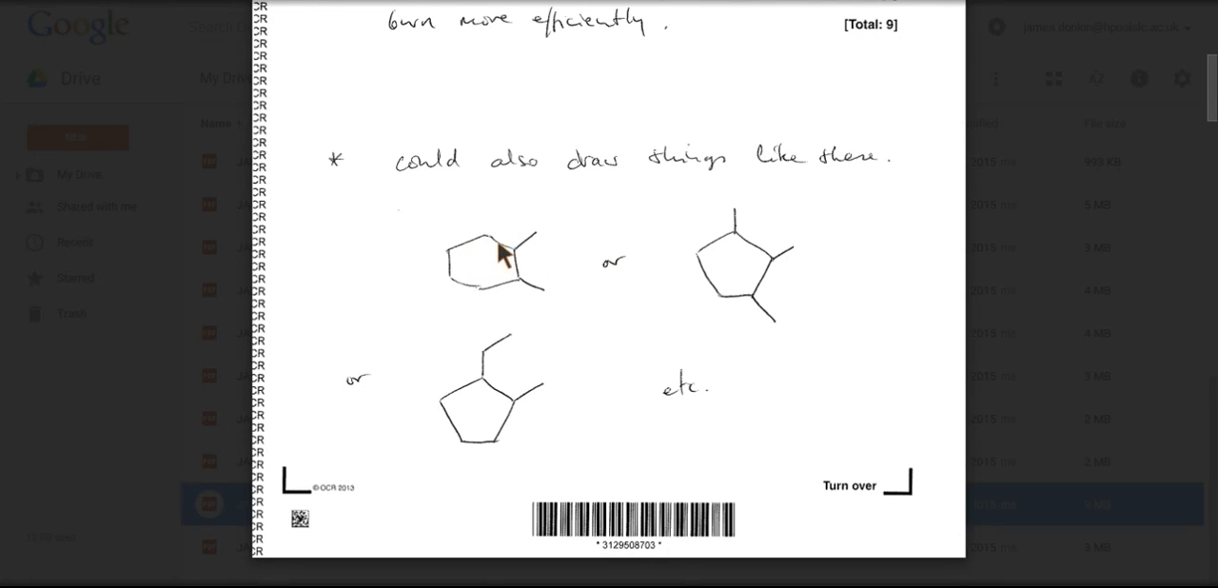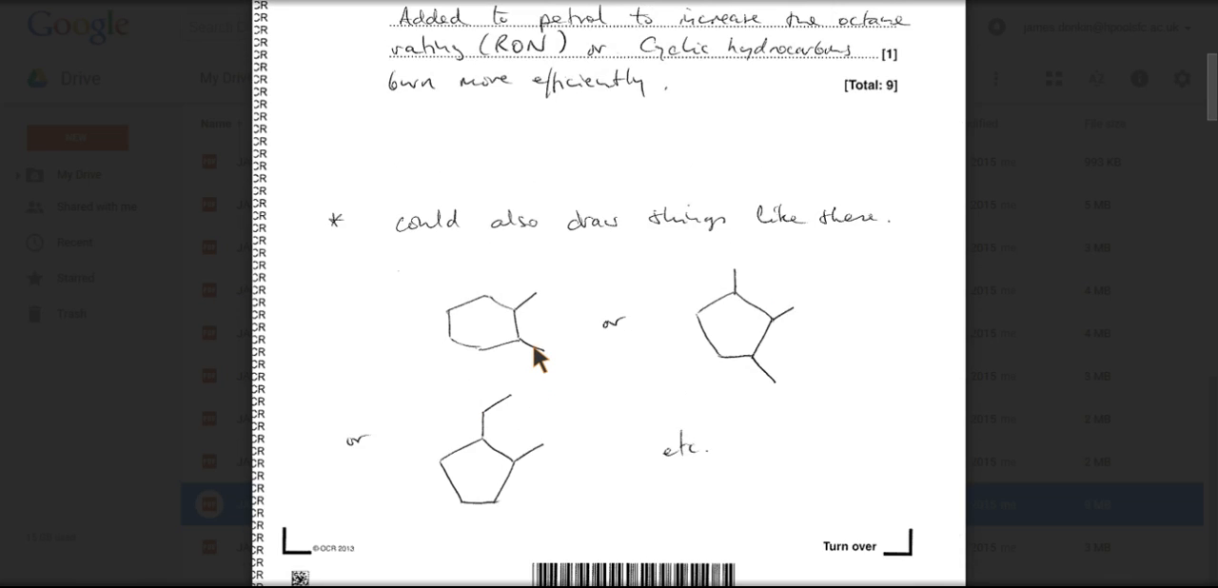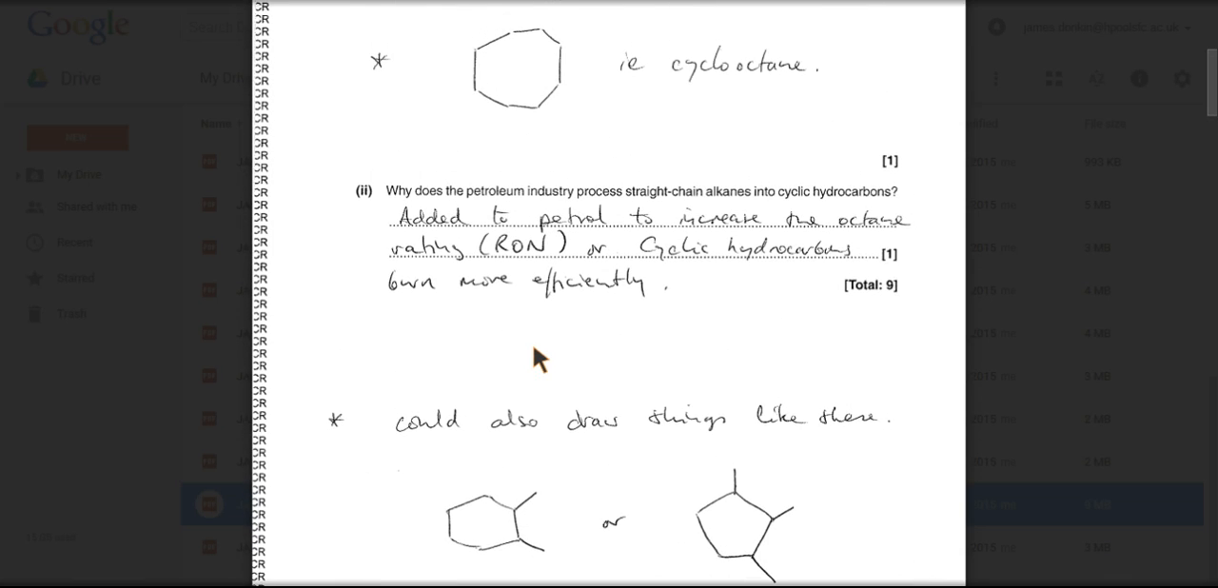So you go for a cyclic hexagon. So we've got cyclohexane, and then you'd need 2 branches on there. So that would give you 8 carbons. You could go for a pentagon with 3 branches on. You could even go for a pentagon with a single branch and then an ethyl branch. So lots of possible answers for that one.